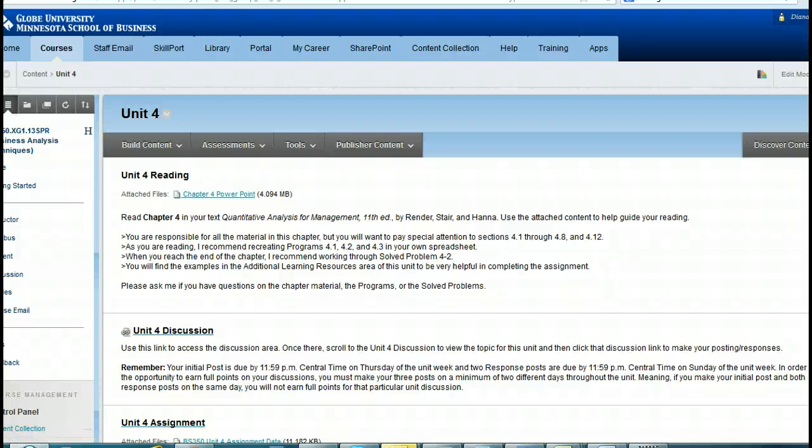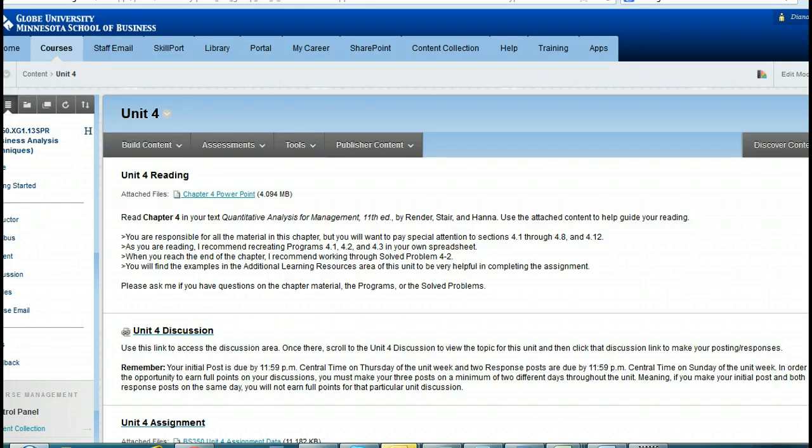This is Unit 4. In Unit 4, we are going to read Chapter 4 of the text. Chapter 4 is on simple linear regression. In this chapter, we're going to use the regression analysis that we practiced in week one. Remember, we had a simple regression analysis problem where we just plugged two columns of data into Excel's regression analysis tool and got some information.